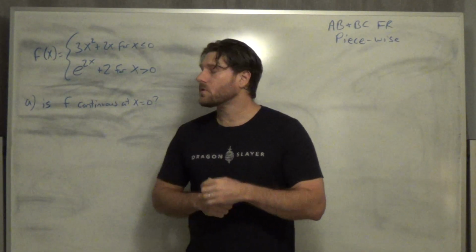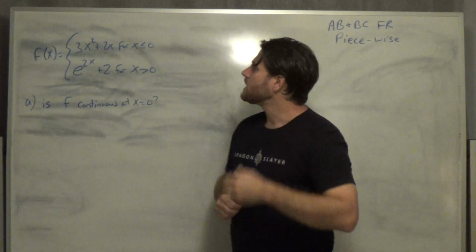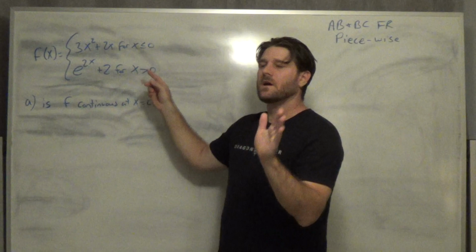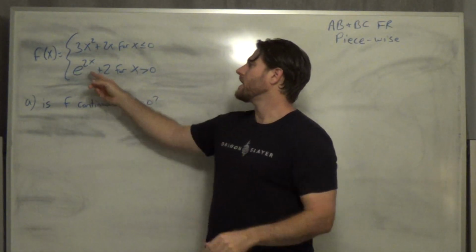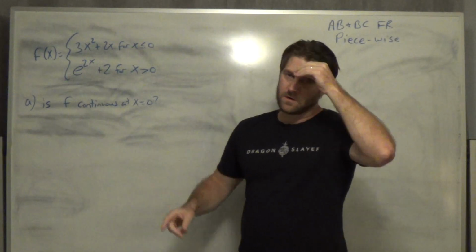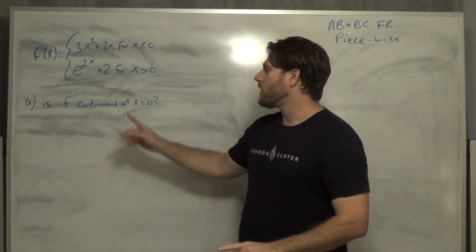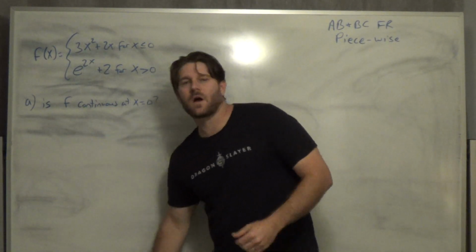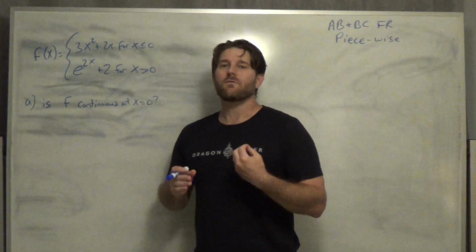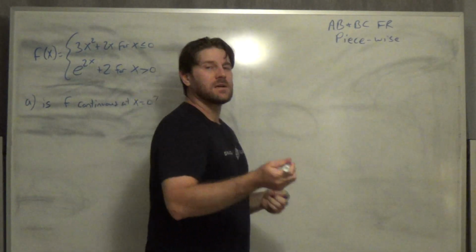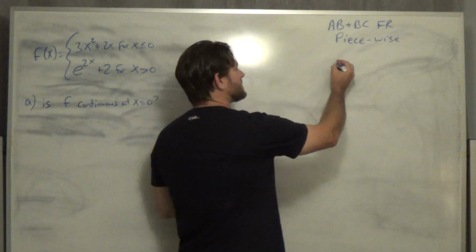Okay, so let's go ahead and look at the piecewise function. f of x equals 3x squared plus 2x, and this is used when the x's are less than or equal to 0, and e to the 2x plus 2 for the x's greater than 0. Now, is f continuous at x equals 0? There are a couple of formulas you want to have ready when you go to take the AP exam, and one of them is the definition of a limit.